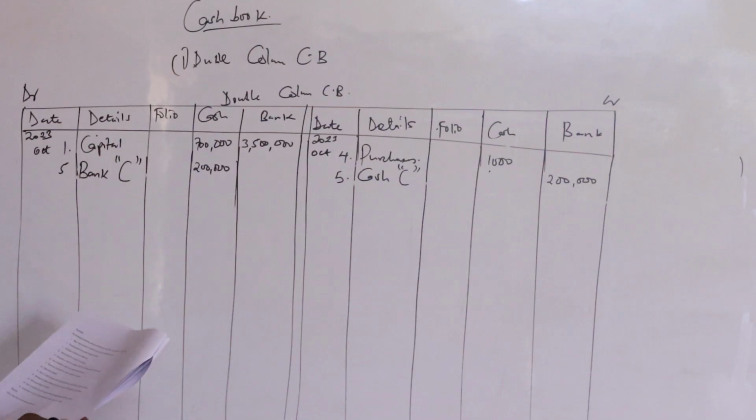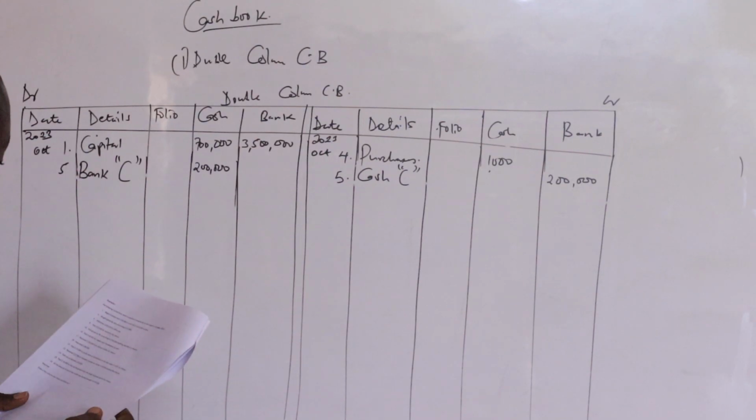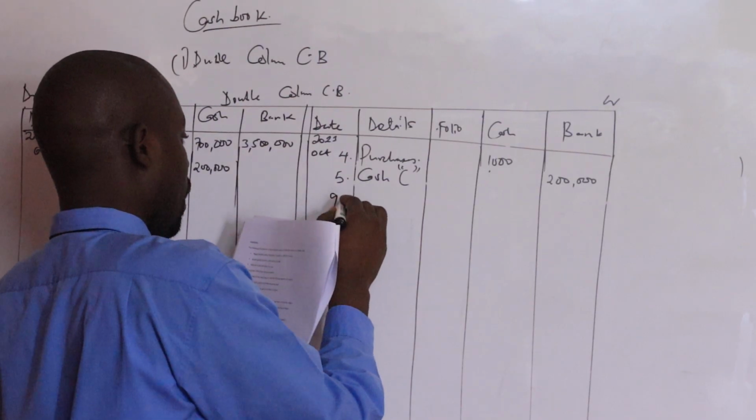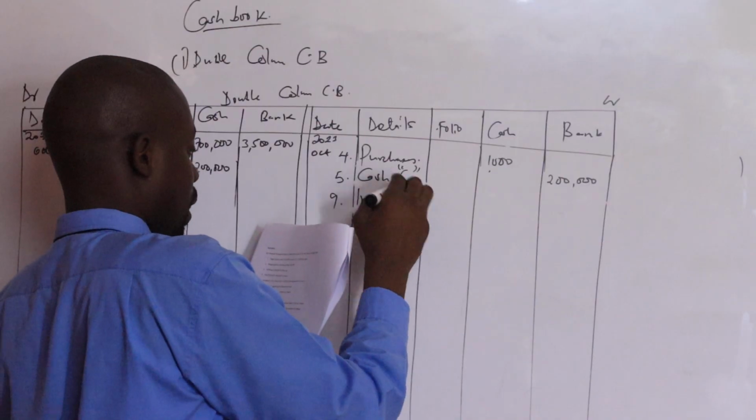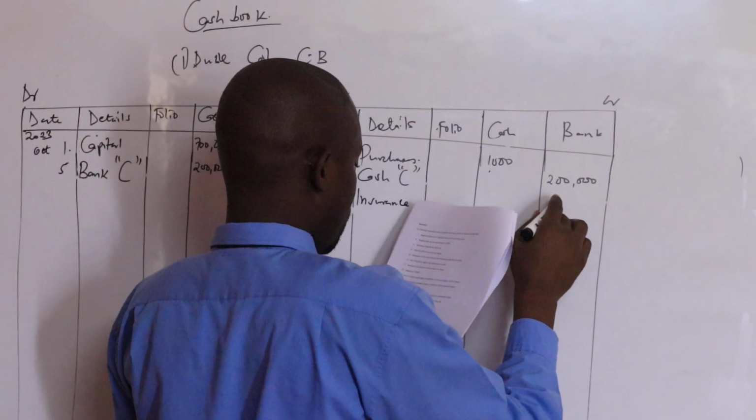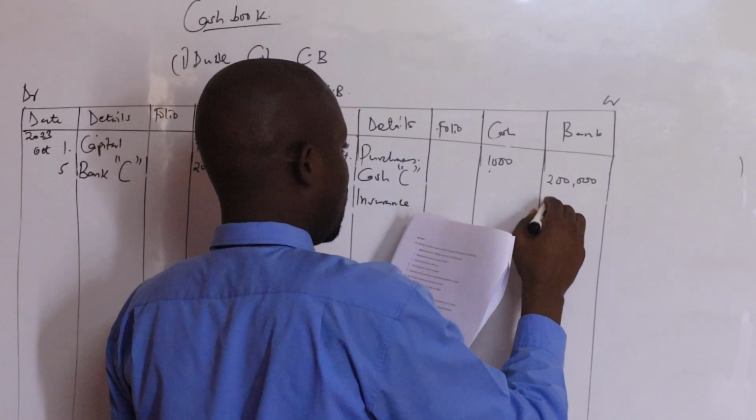And then on 9th, we paid. Paying means what? Money is leaving. Leaving through which channel? By check, that is bank. So on 9th, we are paying something called insurance. Insurance, and the money being utilized is the one that is at the bank. That is 10,000.